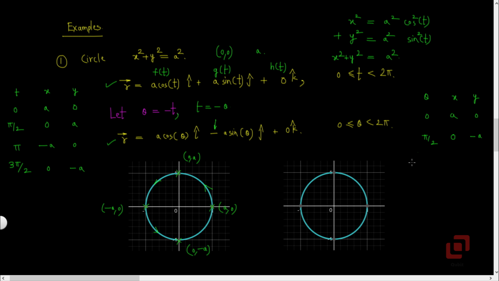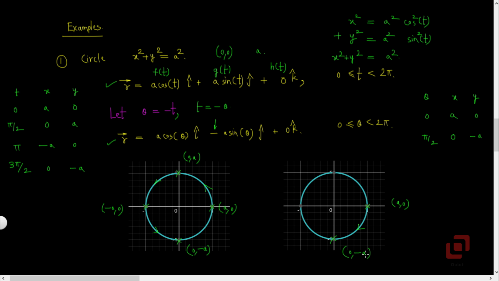In other words, for theta equal to 0, we were at the point a, 0. But when theta took the value pi by 2, we did not go to the point 0 comma a, we went to the point 0 comma minus a. That is this point. In other words, instead of starting our journey in counterclockwise direction, we started it in the clockwise direction.